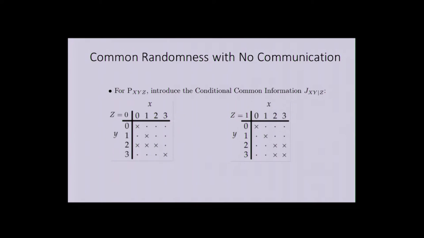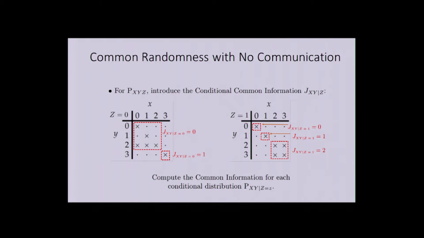And so the idea is now we introduce a new quantity known as the conditional common information, which we denote in this way. And so the way to think of this J(X;Y|Z) is now we have a third variable Z, and so we look at the different conditional distributions. So here's when Z equals 0, we draw our plane. When Z equals 1, we draw our plane. And then we compute the common information for each of these planes. So these are the conditional distributions. And compute it. So when Z equals 0, we have these two blocks. When Z equals 1, we get these three blocks here.